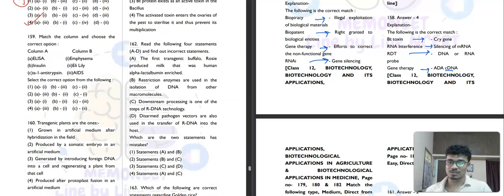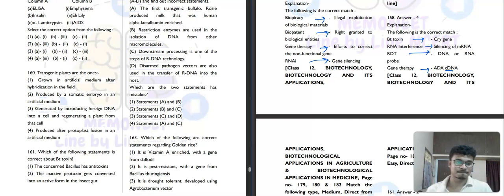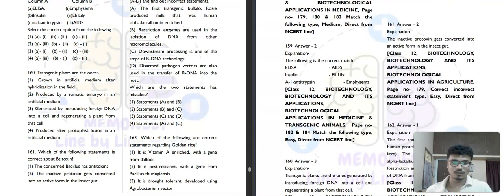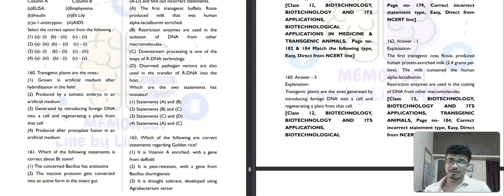Then moving towards the next question, that is question number 160. What is it saying? Transgenic plants are the ones grown in artificial medium after hybridization in the field. No. Produced by a somatic embryo in an artificial medium. No. Generated by introducing foreign DNA into a cell and regenerating a plant from that cell. Absolutely correct. So, third option will be our correct answer.